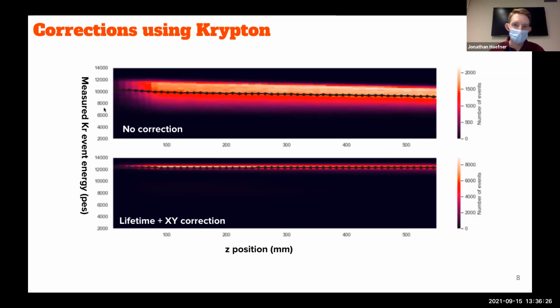On the plot, we see measured krypton event energy versus Z position with no corrections. And there are two effects that are very clear here. One is that there's a lot of smearing, right? There's spread in the energies. And the second is that there's this consistent downward slope, which is coming from the finite electron lifetime. When we apply both of our correction maps, it snaps into place, lining up nicely along the line to get good energy resolutions.